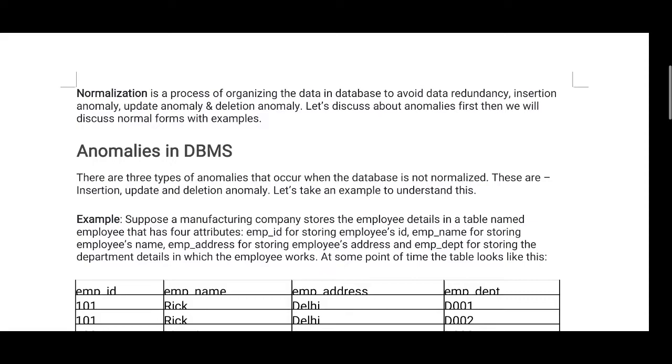Here normalization is a process of organizing data in a database to avoid the redundancy. What is redundancy? Redundancy means to reduce the duplication of the data, or to remove the duplication of the data.